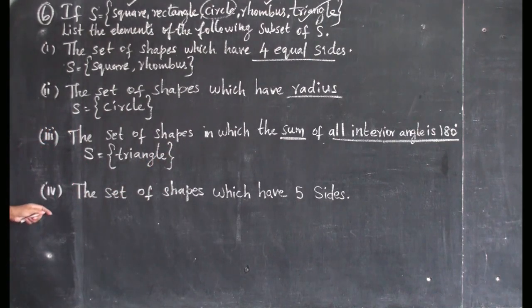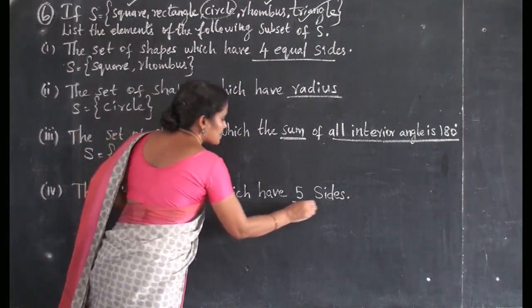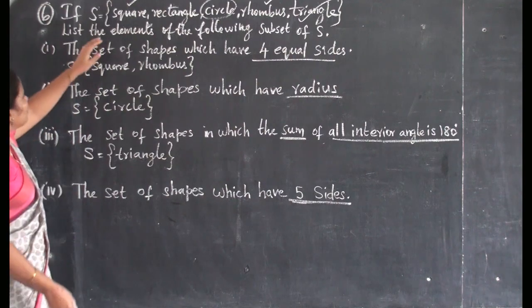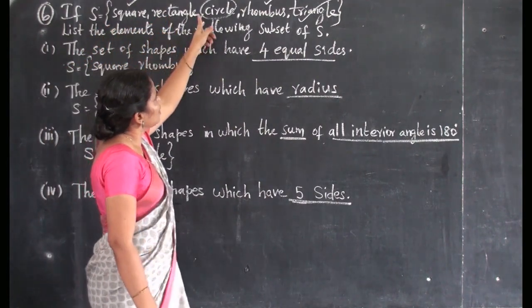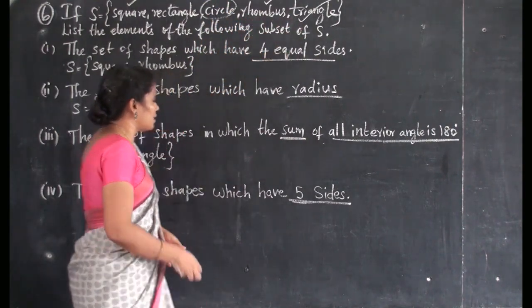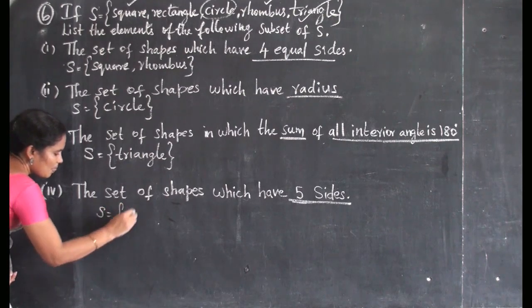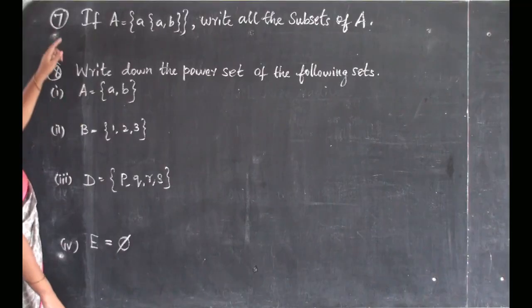In question number 4, the set of shapes which have 5 sides. Is there any shape with 5 sides given here? Square 4, rectangle also 4, circle has no sides, rhombus 4 and triangle 3. So it is an empty set or null set.